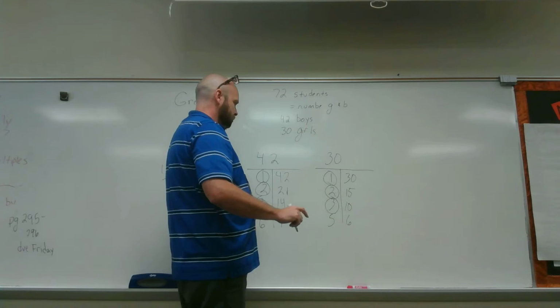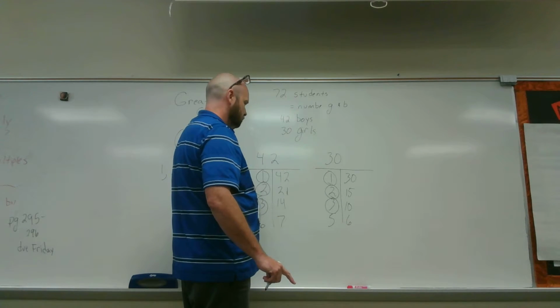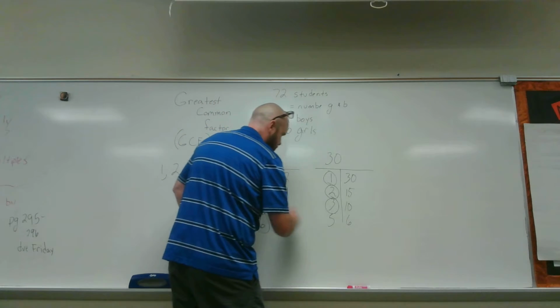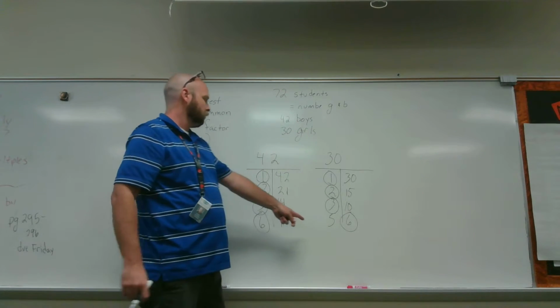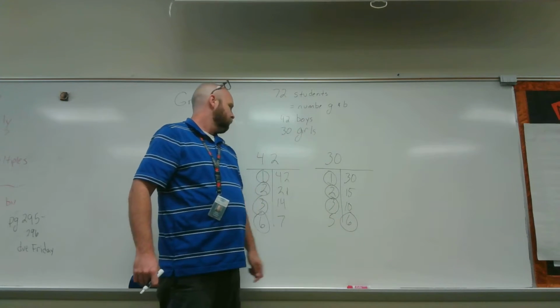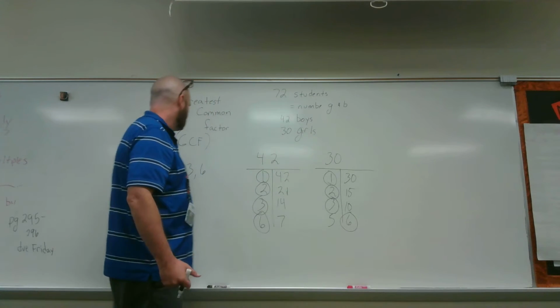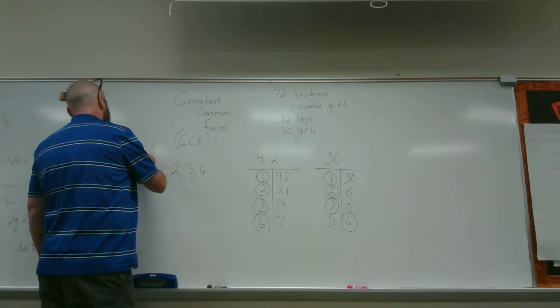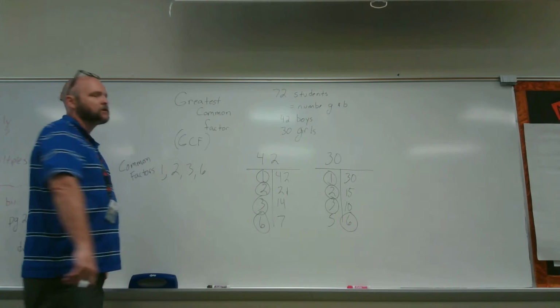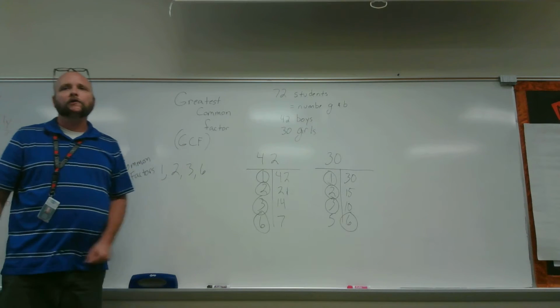Do they have a 6? Yep, one of them has a 6 right there. Okay, they have a 6 in common. Do they have a 5 in common? Nope. 10? No. 15? No. 30? No. These are our common factors for 42 and 30.